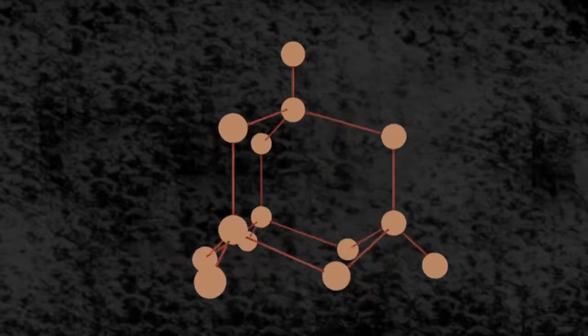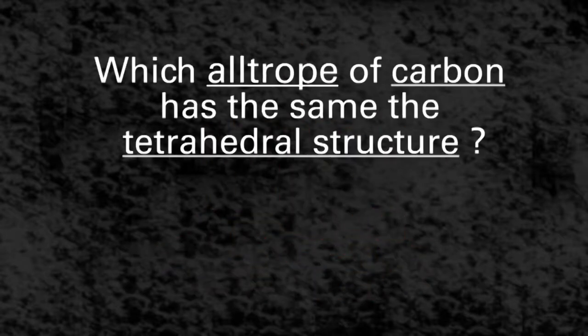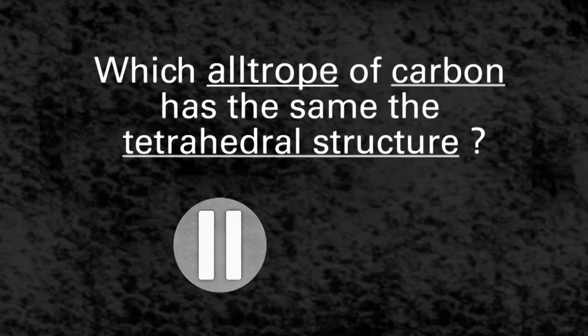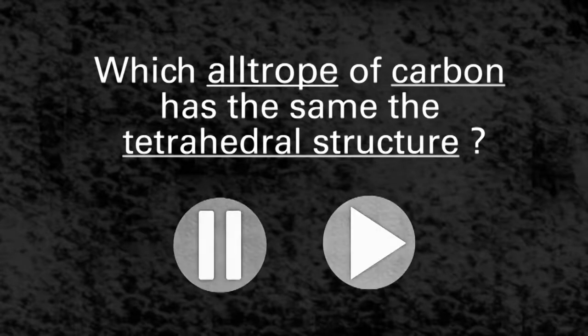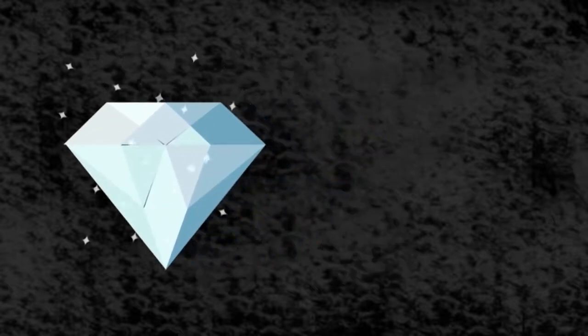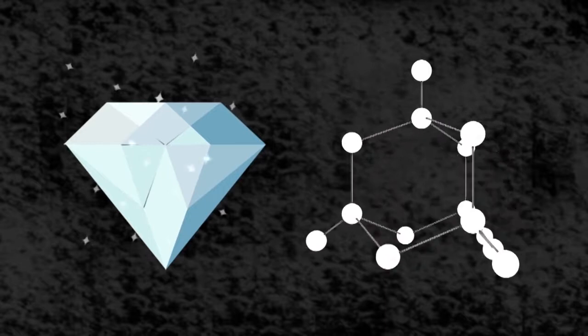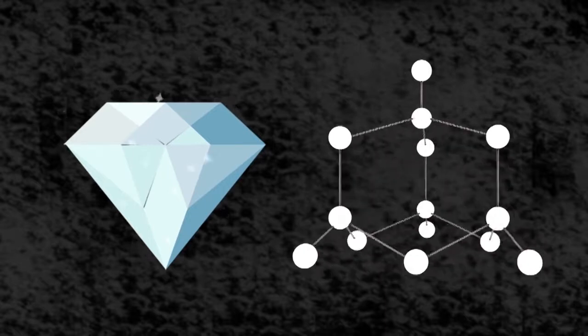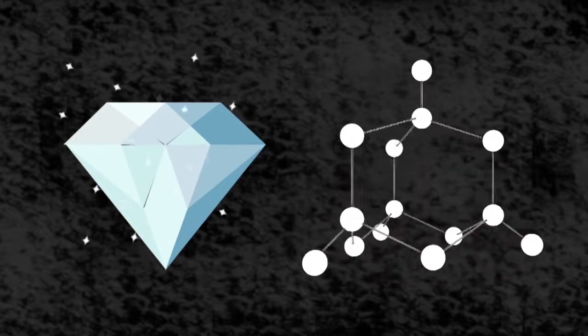Here is a challenge for you. Which allotrope of carbon has the same tetrahedral structure? Pause, think, and continue when ready. The answer is a diamond. Each carbon atom is covalently bound to 4 other carbon atoms in the same tetrahedral arrangement.